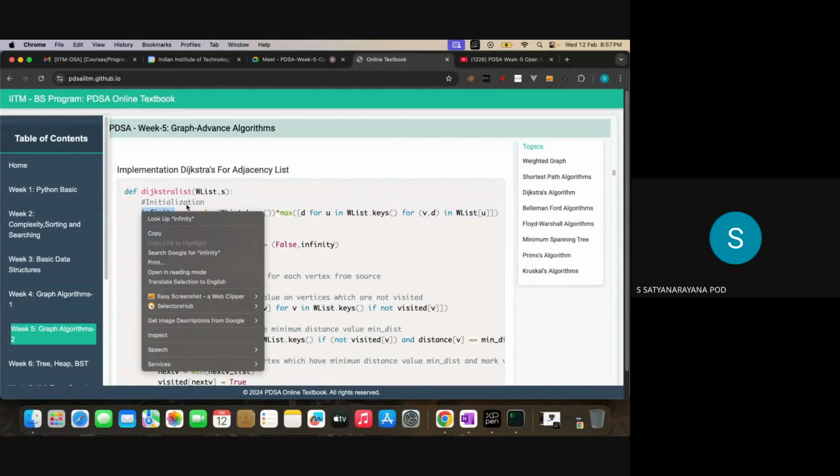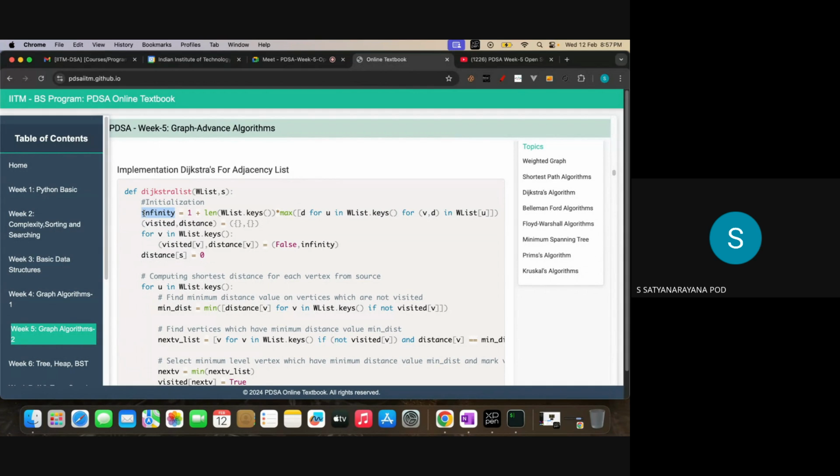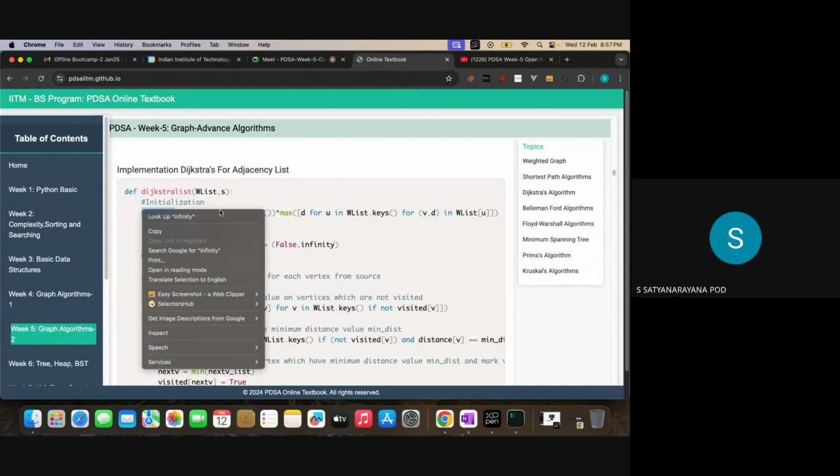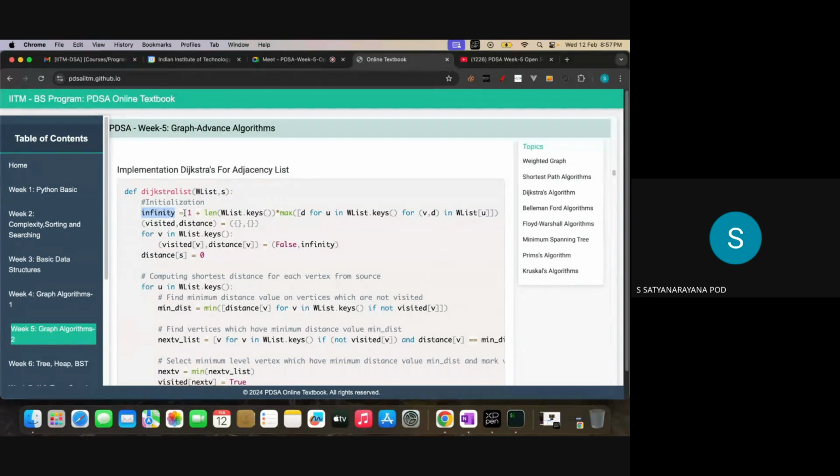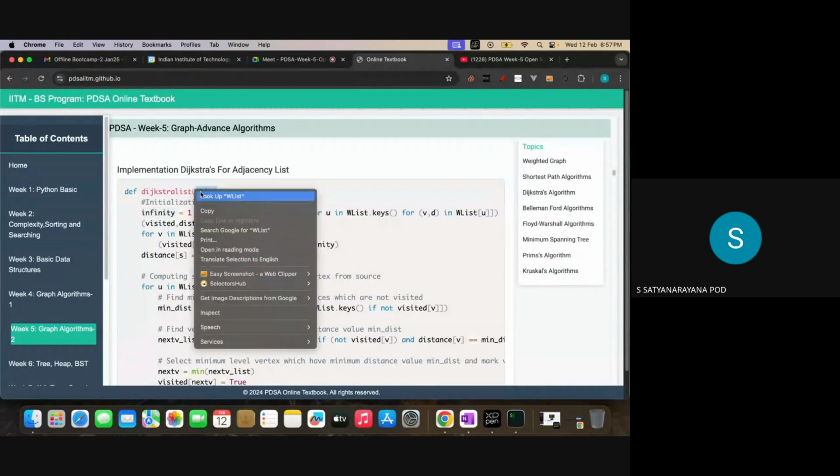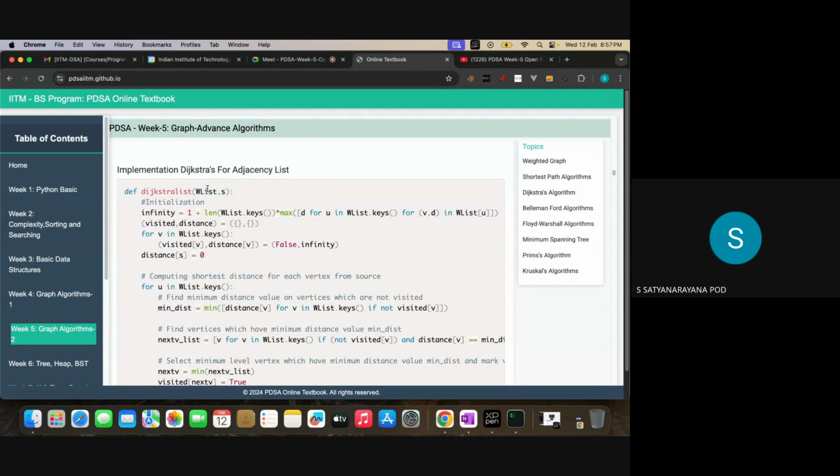How do you get the infinite value? Look at what they did for the infinite value. Please see this. The length of the keys means how many vertices are there. Am I right? Because it is an adjacency list, it is a dictionary. Is it right or wrong? Yes. So how many vertices are there? That vertices length you are taking, plus 1.